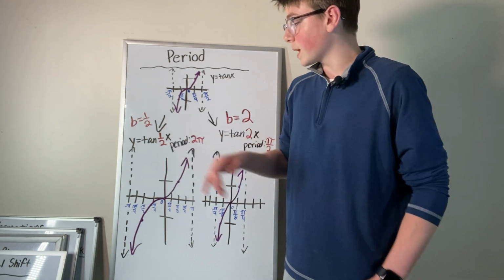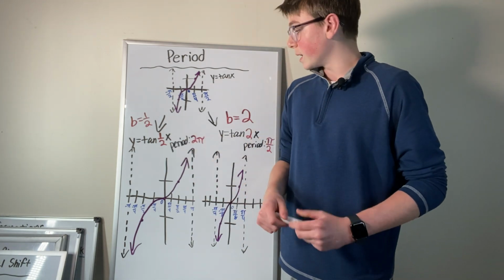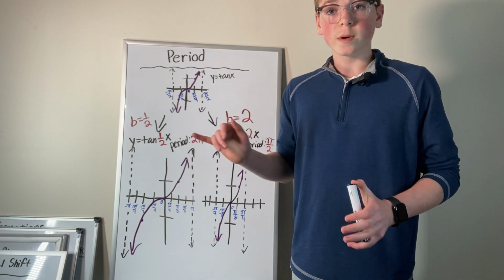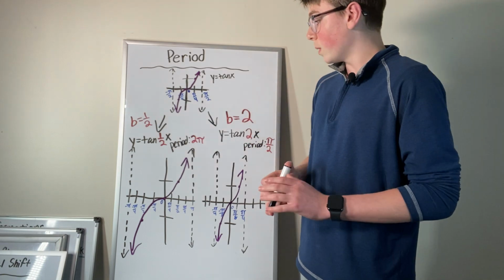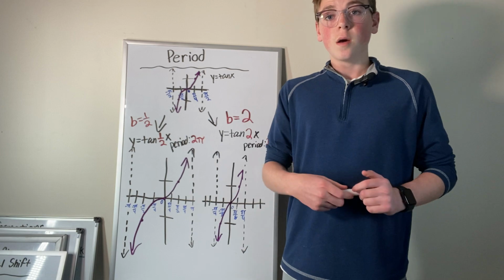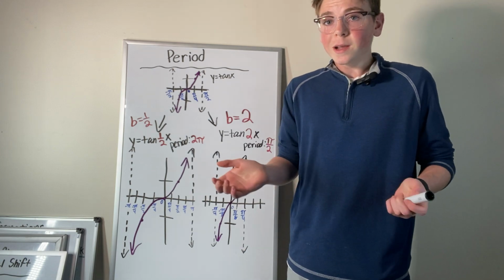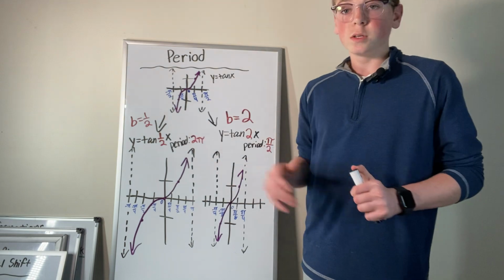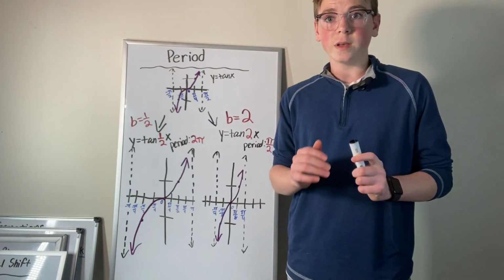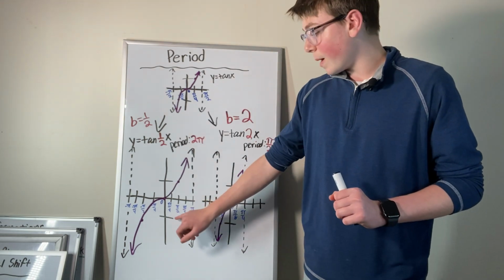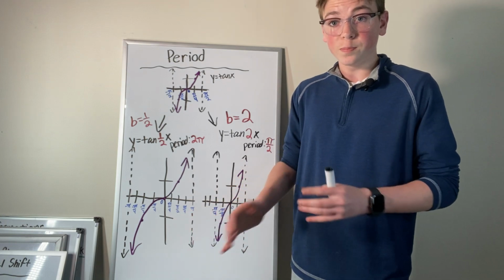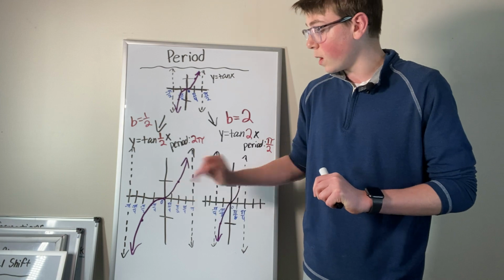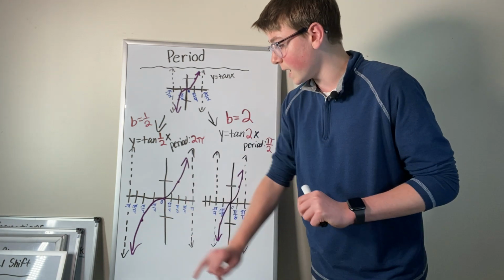Because imagine plugging x into this equation. If we plugged in pi over 4 to this equation, pi over 4 times 1/2 would really give us pi over 8. And pi over 8 is not a thing we would graph. But if we plug in pi over 2, we get pi over 2 times 1/2, which is pi over 4. So at pi over 2, we're really plugging in the tangent of pi over 4, and that tangent is 1. And then at negative pi over 2, it's negative 1.